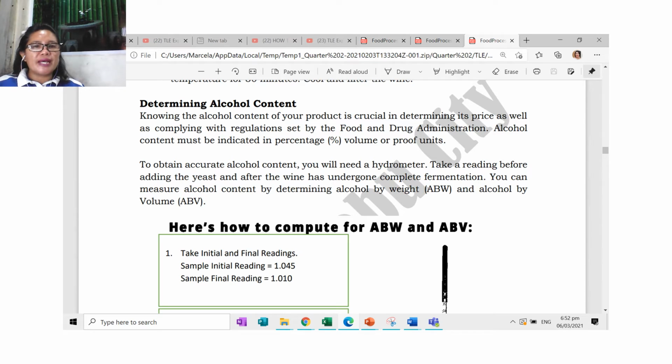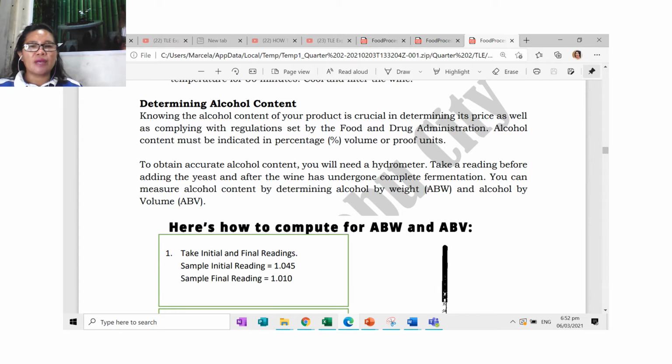To obtain the accurate alcohol content, you will need a hydrometer. Kung hilantan mo, ang gamiton is thermometer. Pero here we are going to need the hydrometer. Take a reading before adding the yeast and after the wine has undergone complete fermentation. So you can measure alcohol content by determining alcohol by weight.